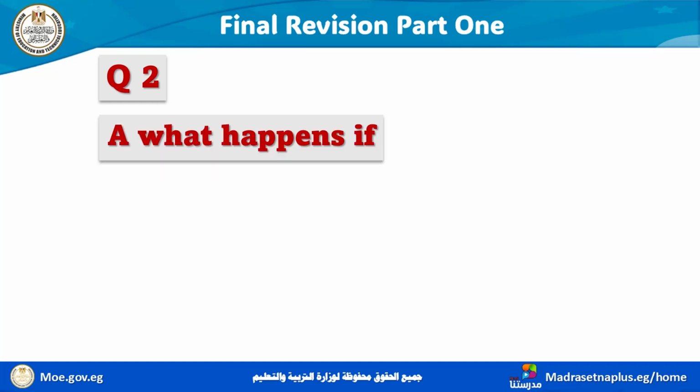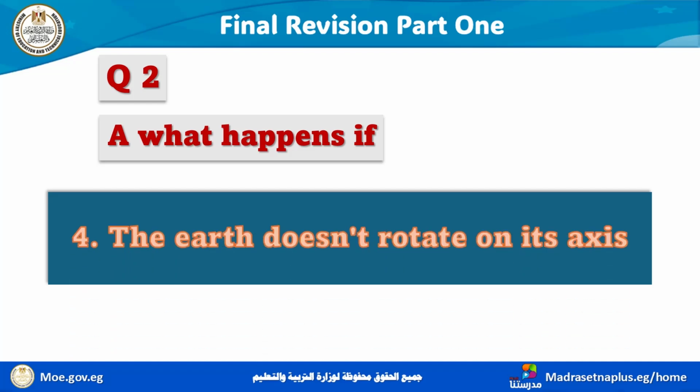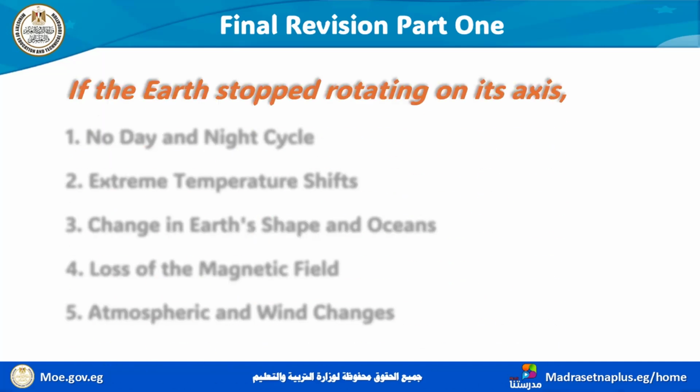What happens if number 4, the Earth stopped rotating on its axis? What will happen? If Earth stopped rotating on its axis, the first result is no day and night cycle. The most immediate change would be the loss of the 24-hour cycle.